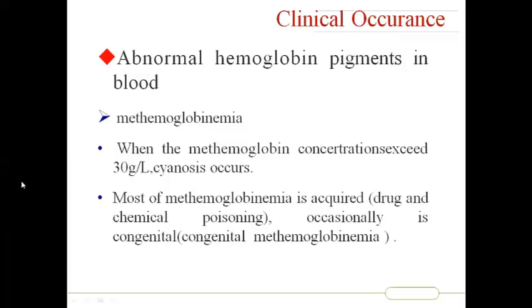The first abnormal hemoglobin pigment is methemoglobinemia. When the methemoglobin concentration exceeds 30 gram per liter, cyanosis will occur. Most methemoglobinemia is acquired due to drug or chemical poisoning. Occasionally it is congenital methemoglobinemia. So this is one of the causes. If this abnormal pigment in the blood exceeds 30 gram per liter, it will cause cyanosis.